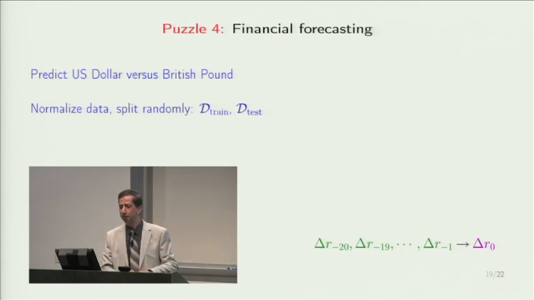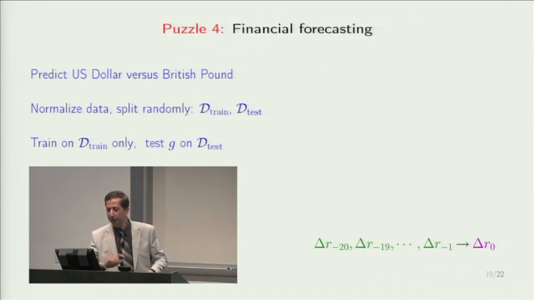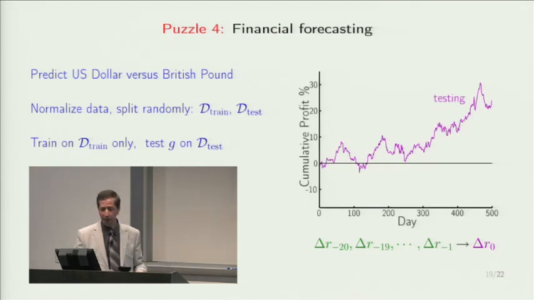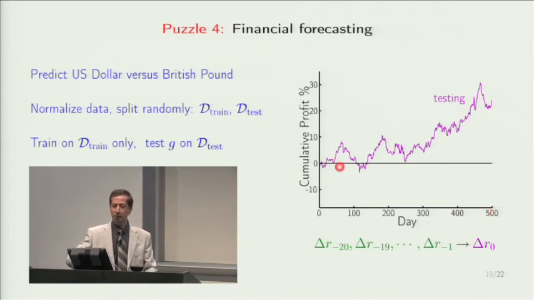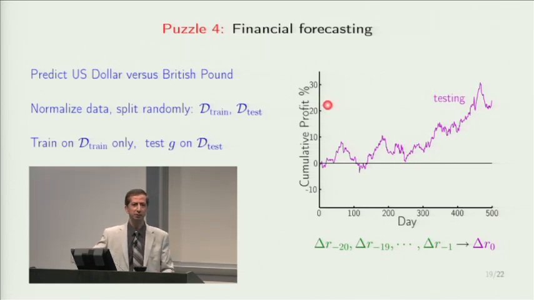And this is how you did. You train only on D_train, you test on D_test, and this is what you get. I'm not saying how often you get it right, but that you put a trade according to the prediction, and I'm asking how much money you made. For the 500 points, sometimes you win, sometimes you lose, but you win more often than you lose, which is good. At the end of 2 years' worth, which is what 500 days would be, you would have made a respectable 22% unleveraged. So that's pretty good.